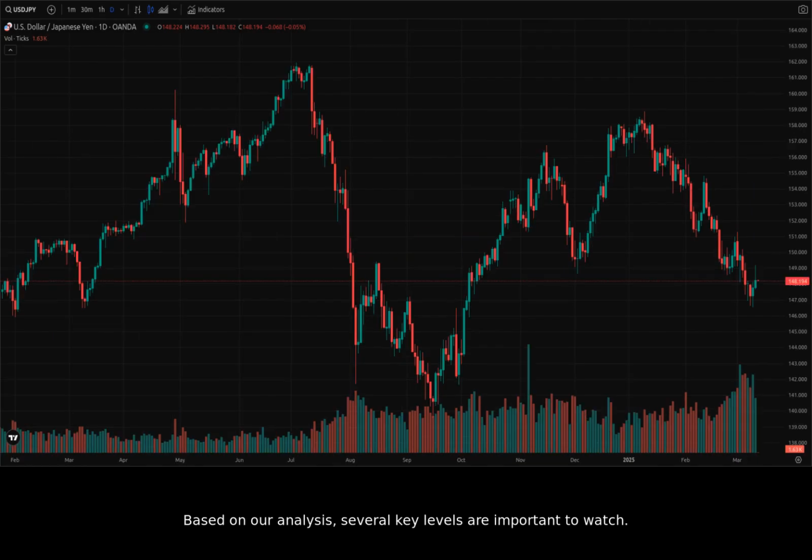Based on our analysis, several key levels are important to watch. Resistance levels, 148, 150, and 152 on the daily chart. Support levels, 146.50 to 147.00, and potentially lower. Given the mixed news and the indecisive chart patterns, here are my unbiased predictions.